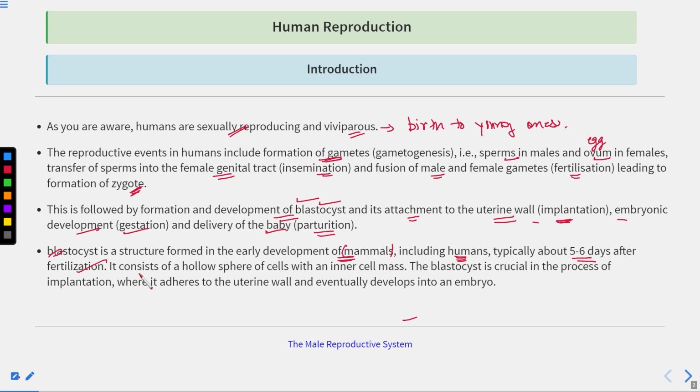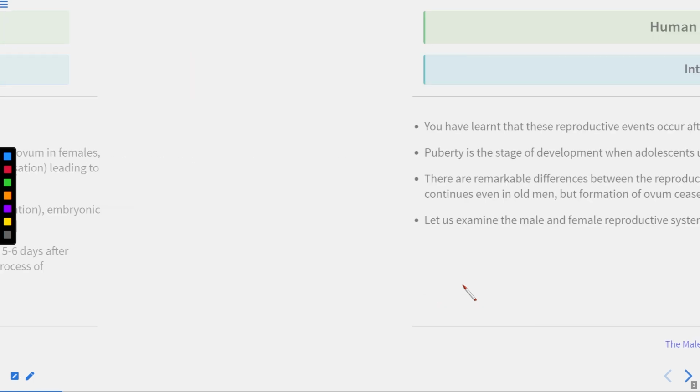Now, the blastocyst consists of a hollow sphere of cells with an inner cell mass. Then the blastocyst is crucial in the process of implantation, where it adheres to the uterine wall and eventually develops into the embryo.